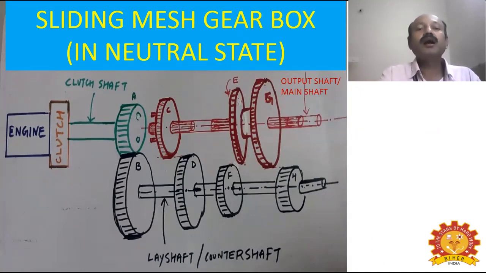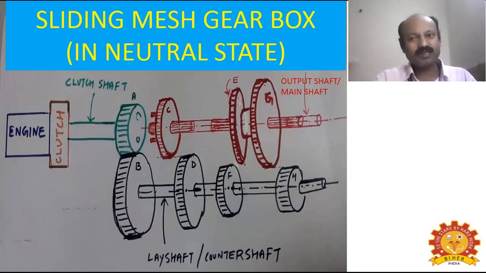Similarly, in third gear you can get the output shaft to run with 3000 rpm. Fourth gear engine speed is 4000, and in fourth gear the gearbox output shaft is also made to run with 4000 rpm.